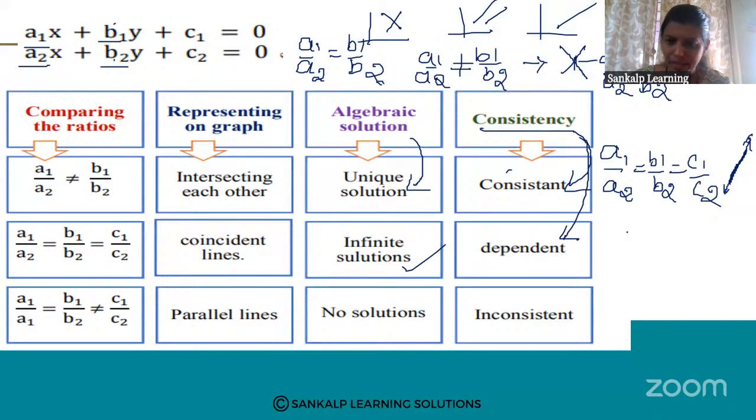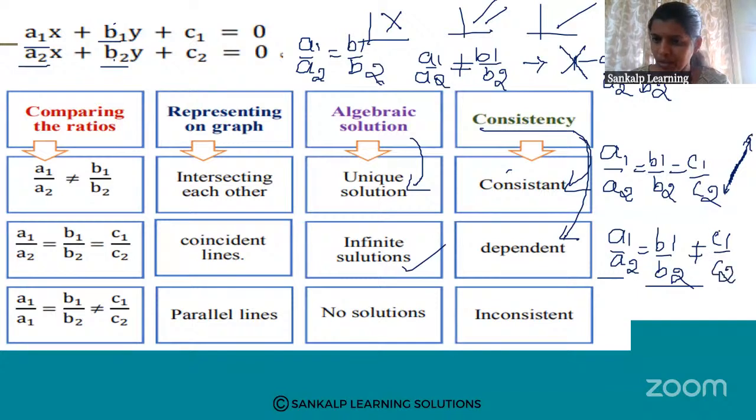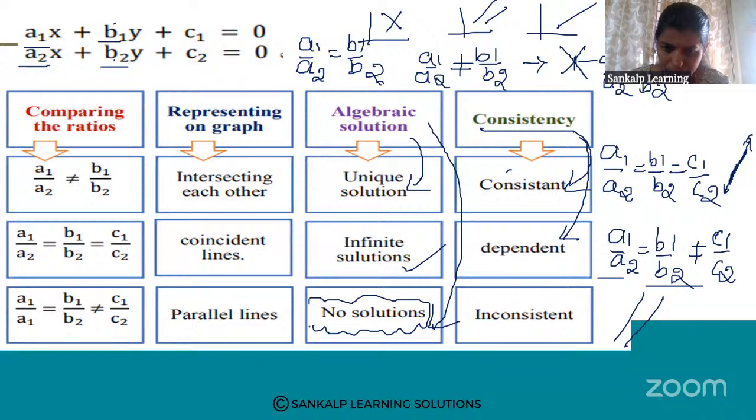Next, if we get the result A1 divided by A2 is equal to B1 divided by B2, that means this ratio and this ratio are the same, but it is not equal to C1 divided by C2. Now, at that time, the graph will be parallel lines. Two lines are parallel. And how many solutions does it have? When the two lines are parallel, then there are no solutions. Okay, this is also very, very, very important. We should remember.